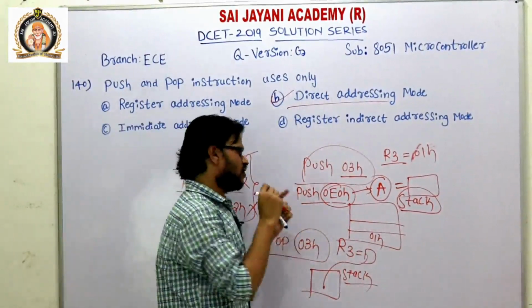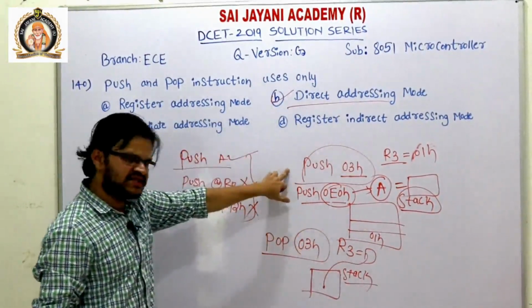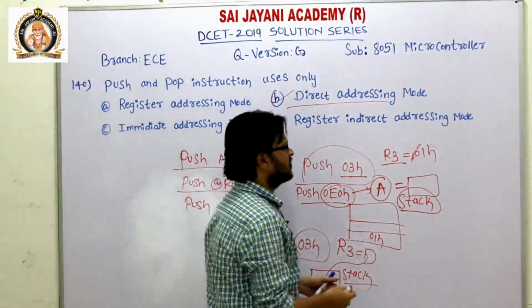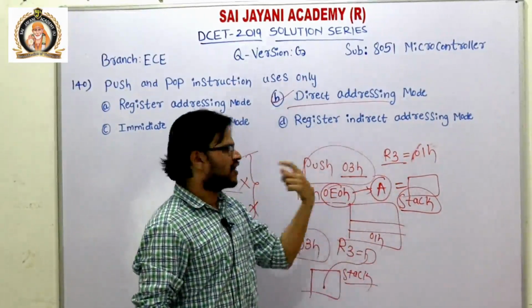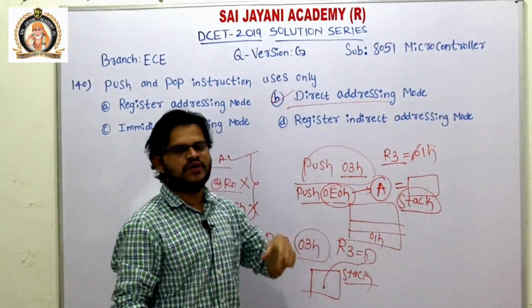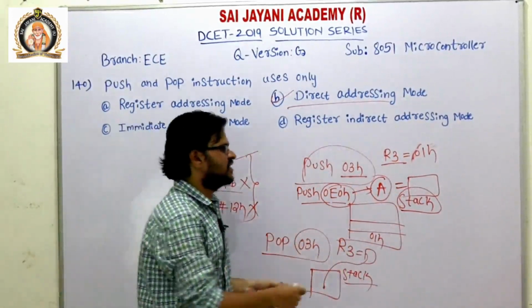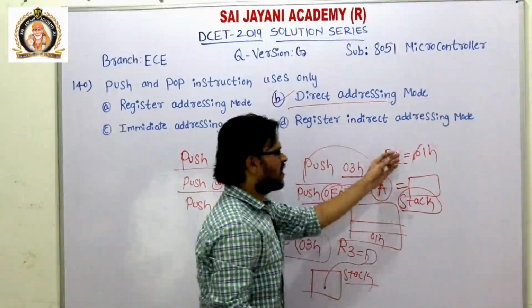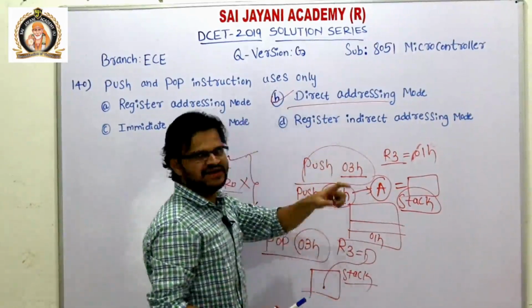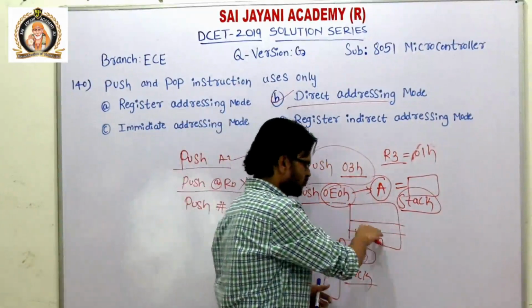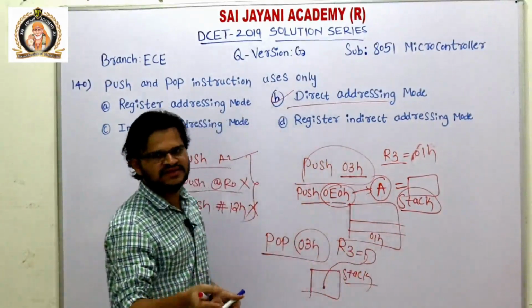I will say the concept once again. The push instruction is mainly used to store the content of the registers. It may be the R0 to R7 general purpose registers, or it may be the accumulator or B register. The content of the registers is stored onto the stack. When you use the push instruction, the content of the registers is stored onto the stack by incrementing the stack pointer.